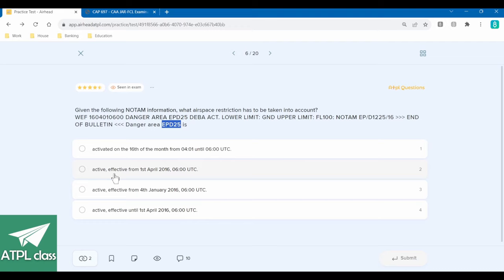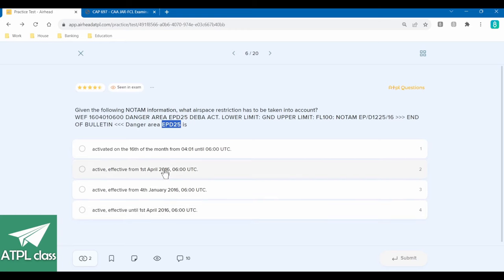Is effective the 1st of April 2016. 1st of April, where's it getting that? 16:04:01 from 0600. Don't think it's that. I don't think it's specific. I think it's normally just by the date of the month, sorry. But 4:01 seems like a strange time, doesn't it? Number 3, active, effective from the 4th of January 2016. No, that's definitely not right. Active, effective until 1st of April 2016.